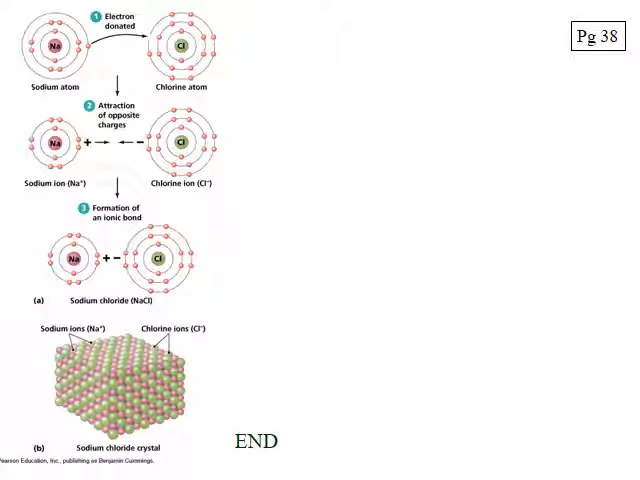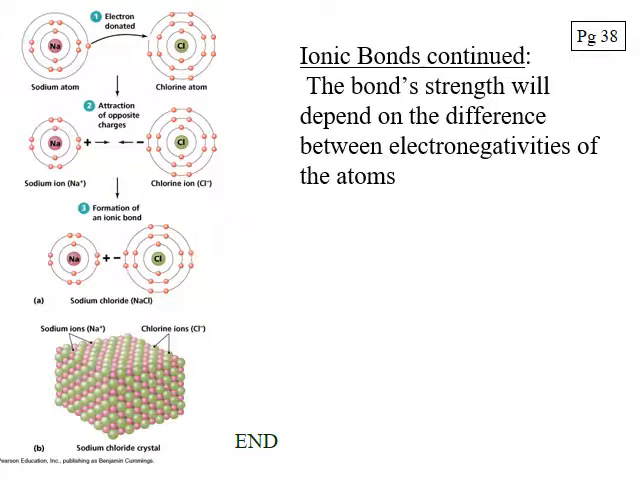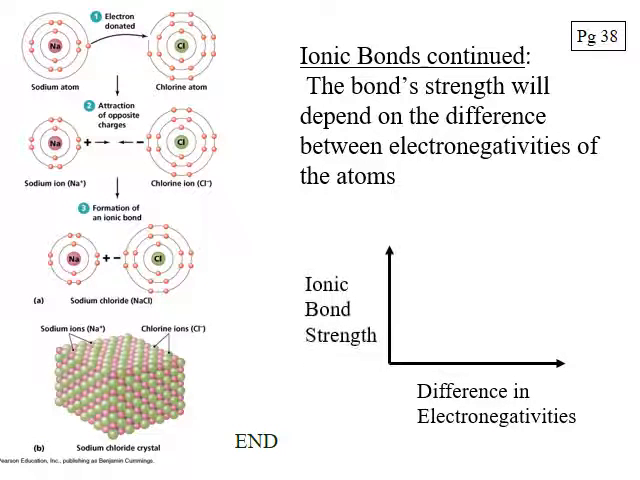Now, ionic bonds happen a lot in nature, and their strength really depends upon the electronegativities of the different atoms. So the best way I can talk about the strength is to show it a little bit graphically. It's not perfectly like this, but it's close. So the bigger the difference in electronegativities between the two atoms we're talking about, say sodium and chlorine, the stronger the ionic bond will be. If the difference in electronegativities is lower, the lower the strength of the ionic bond will be.